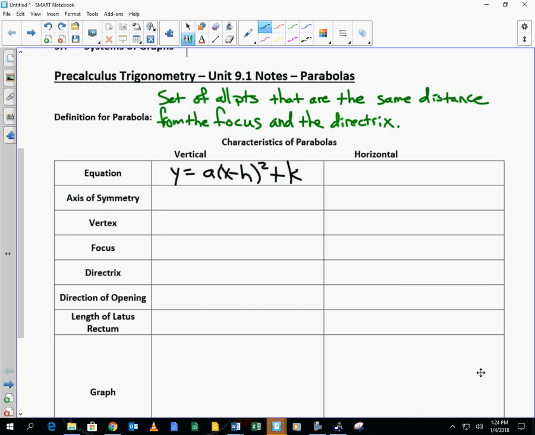You're used to that shape. If it's horizontal, it looks different. It's x equals a times y minus k squared plus h. So now we don't just draw vertical parabolas, we draw horizontal ones. You tell me what changed in the equation. X and y changed, and h and k changed. Now here's the deal. The vertex is hk.